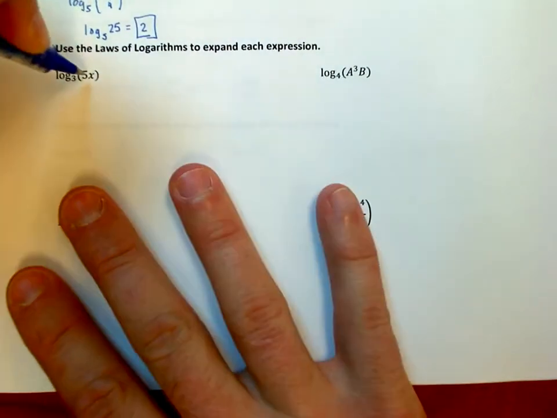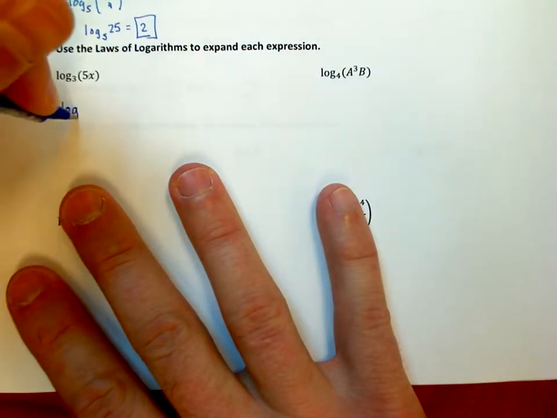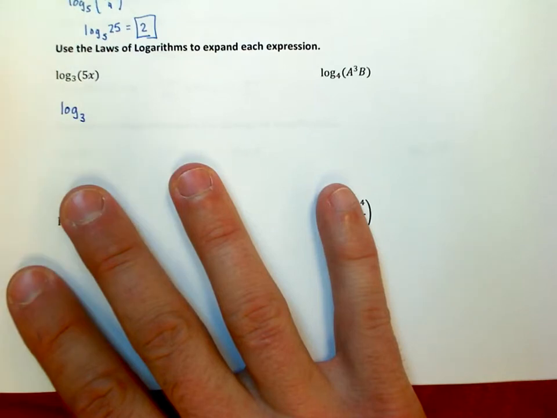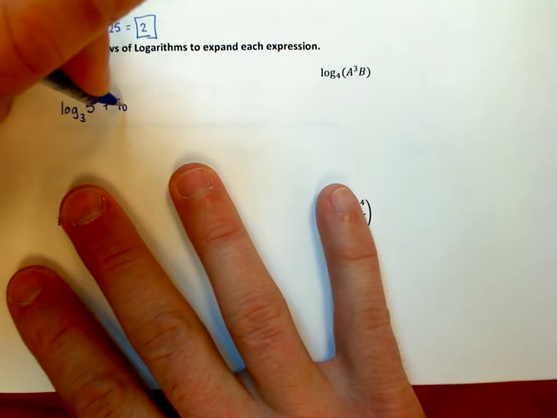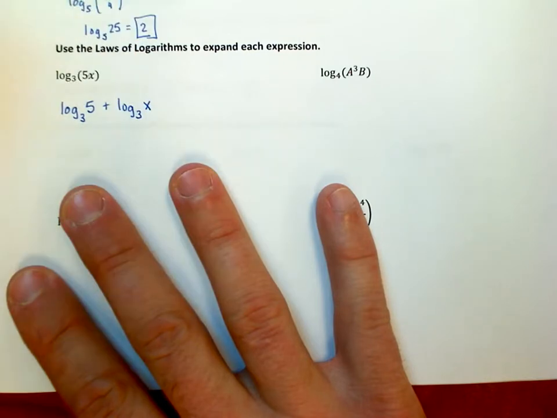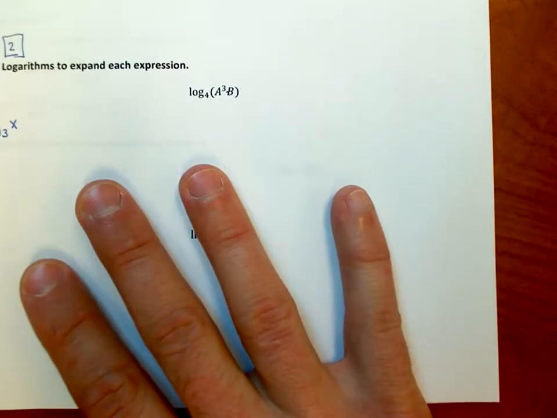There's not a whole lot to it. All you see here is that I've got in this expression log base 3 of 5 times x. All I want to do is simply write it as two separate logarithms, both base 3. The first one is log base 3 of 5, and the second one is log base 3 of x. That's it.